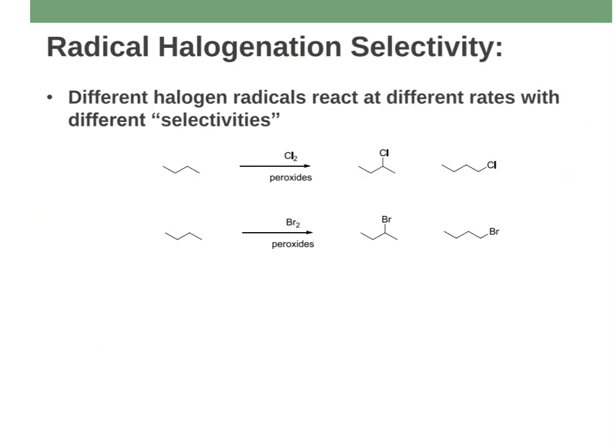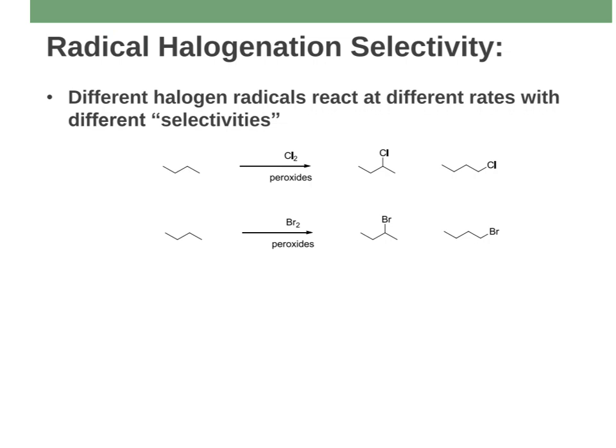Now, you'll notice right on that previous one, I put the bromine on that middle carbon and not on one of the end carbons, and there's a reason for that, and that has to do with selectivity. So when you talk about radical halogenations, there is such a thing as selectivity. Different halogen radicals react at different rates and give us different amounts of different products.